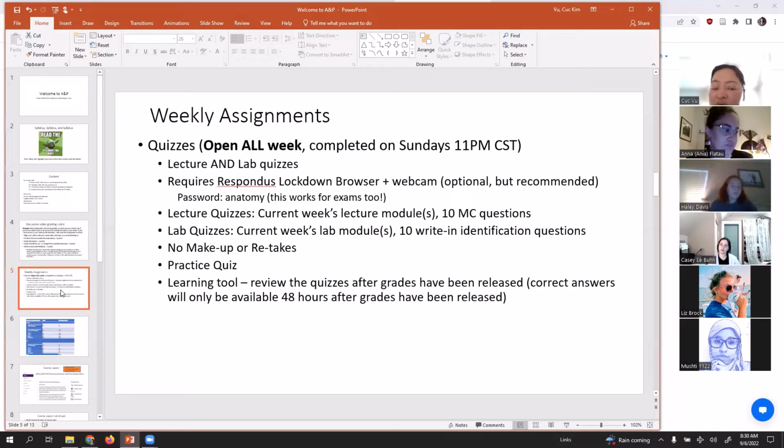Each week, you will have both lecture and lab quizzes. So a minimum of 2 quizzes, sometimes 3, but a minimum of 2 quizzes per week, 1 on lecture and 1 on lab. If you go to the module, it'll tell you exactly what those quizzes are on, okay? Everything, quizzes and your exam, require Respondus lockdown browser as well as webcam. The webcam is optional for the quizzes only, but I recommend using it because the more you get familiarized with it, the less glitches you'll have when you take your exam. Because the webcam on the exam is not optional, it is required.